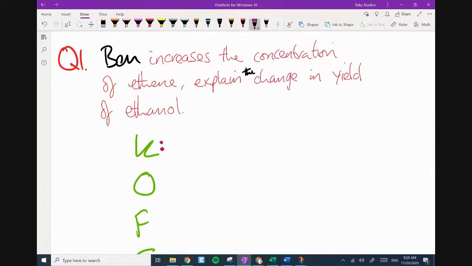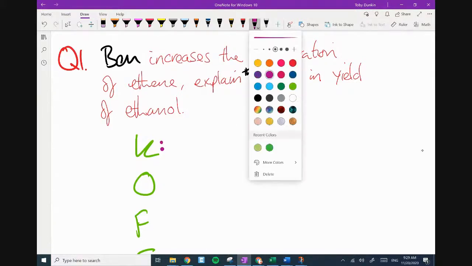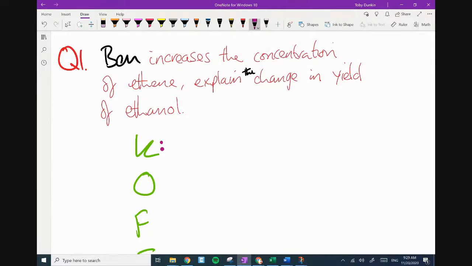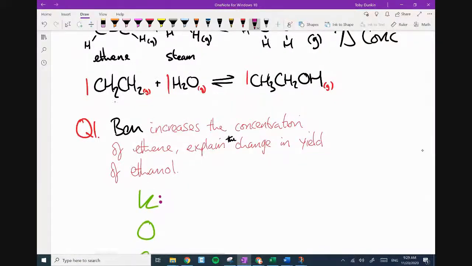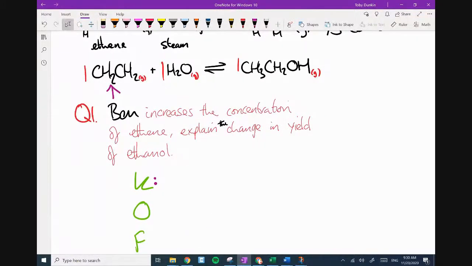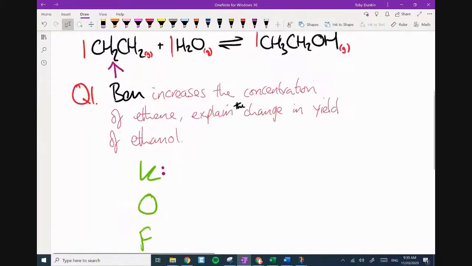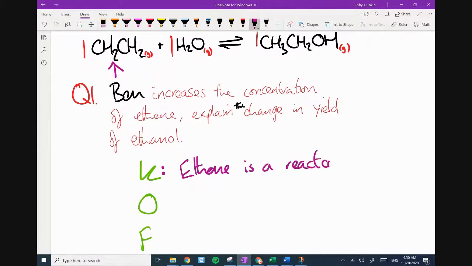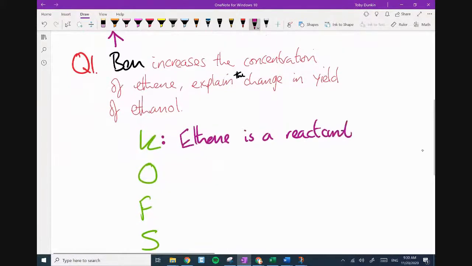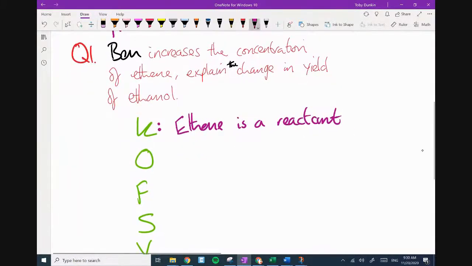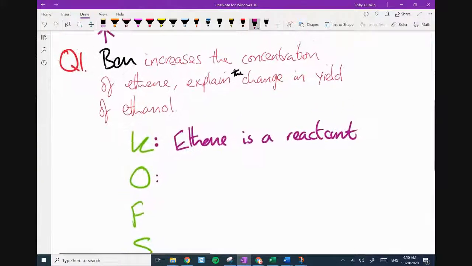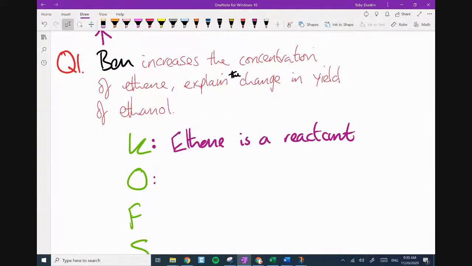So the knowledge part of this is what Ben has increased. Ben has increased ethene, and ethene is a reactant. There's my knowledge. Ethene is a reactant. That's all you need to state. Right, opposite. This is the easy one. It's the one that everyone loses, but it's the easy one.